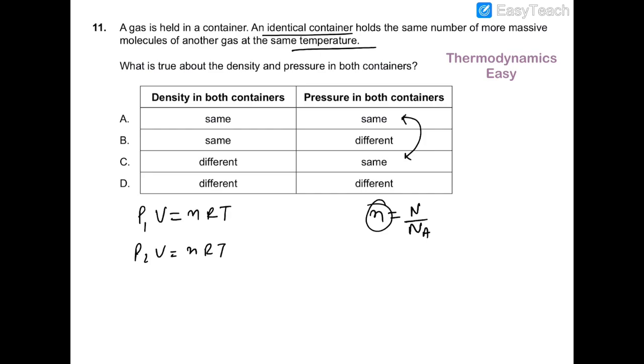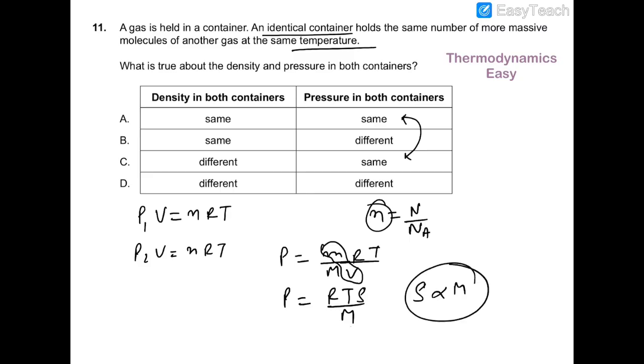And if we talk about the density, pressure will be equal to (m/M)RT/V, and m/V is density. So pressure will be equal to ρRT/M. So if pressure is the same, then density is proportional to the molecular mass. And obviously, the other container has massive molecules, therefore their molecular mass will be different. So we can say that density will be different. So the correct answer would be C.